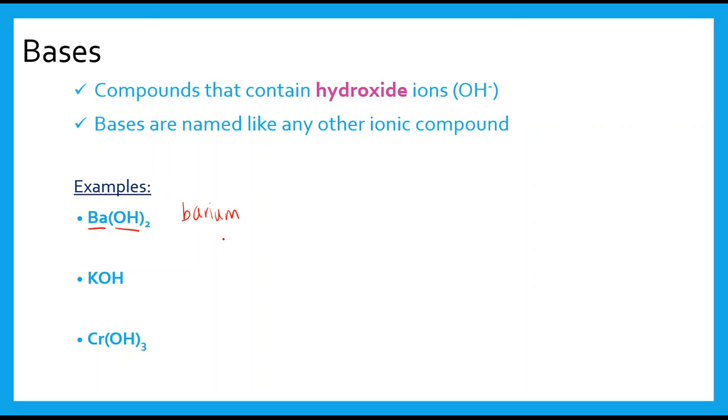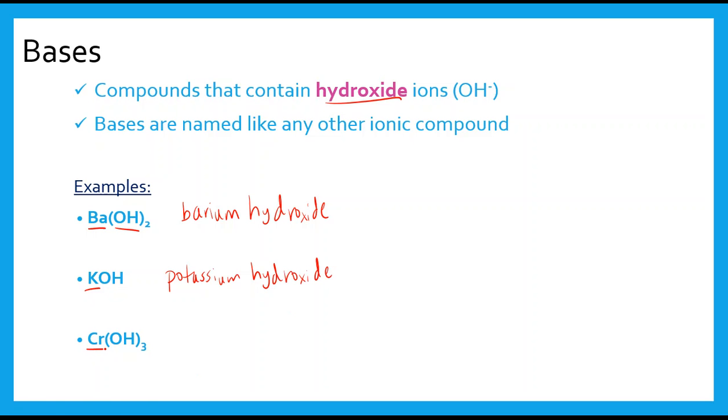Does barium need a Roman numeral? Nope. And OH, of course, is hydroxide. So barium hydroxide. Pretty easy. Now here, KOH. What's K? Potassium. And does potassium need a Roman numeral? No. So it's potassium hydroxide.